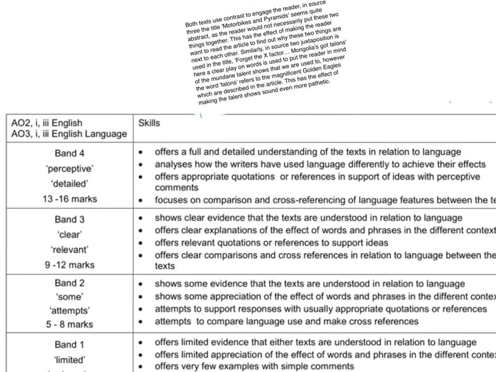Then we've got analyses how the writers have used language differently to achieve effects. So we've talked about how the contrasting things next to each other engage the reader and make them want to find out more about it. So we've ticked that box off. We've got offers appropriate quotations or references in support of our ideas. We've got 2 quotes and we've even got word level analysis there. We've zoomed in on the word talons as well, so I think we can tick that box off.